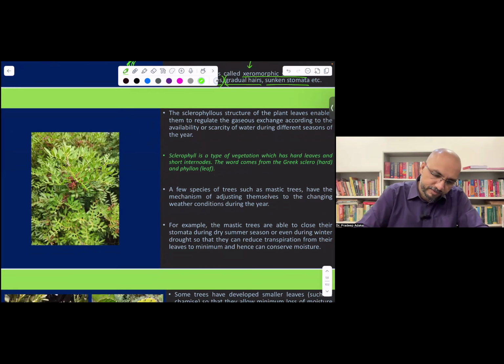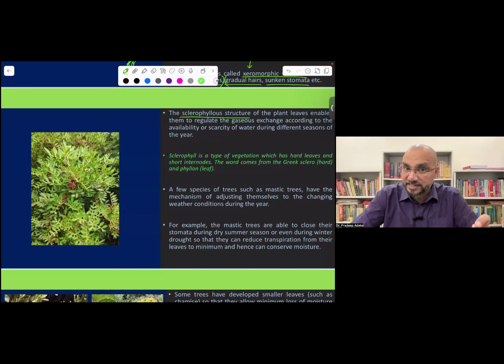So they have sclerophyllous structure. Leaves are very stiff, very thick, leathery. Stem is hard, covered with bark to reduce the transpiration. Such kind of characteristics are called sclerophyllous characteristics. Sclero means hard, phyllis means leaf.